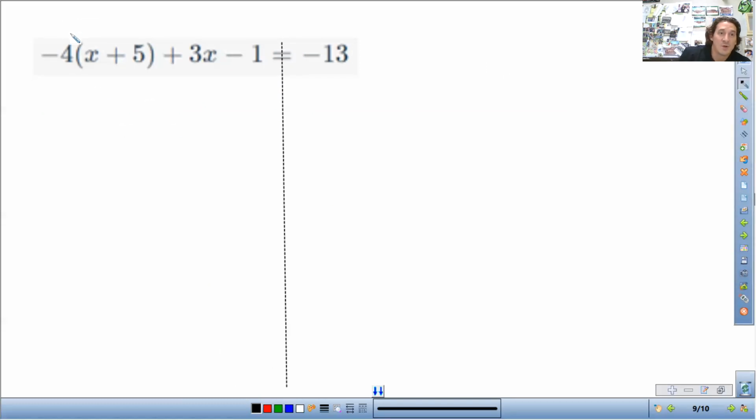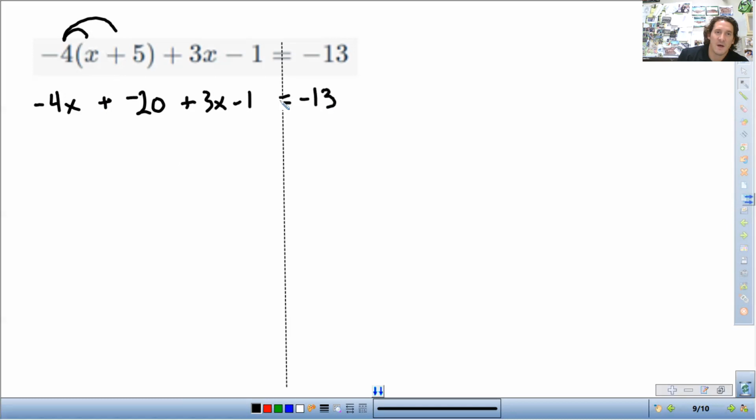So here I'm going to distribute the negative 4. So negative 4 times x is negative 4x. Bring down the plus sign. Then negative 4 times 5 is negative 20. Plus 3x minus 1 is equal to negative 13. Plus and negative 20, I'm going to go ahead and change that to just minus 20. And that'll make it easier to see what's happening when we combine like terms.